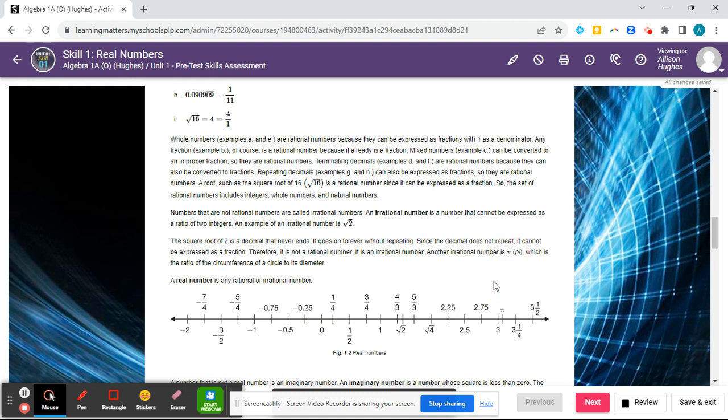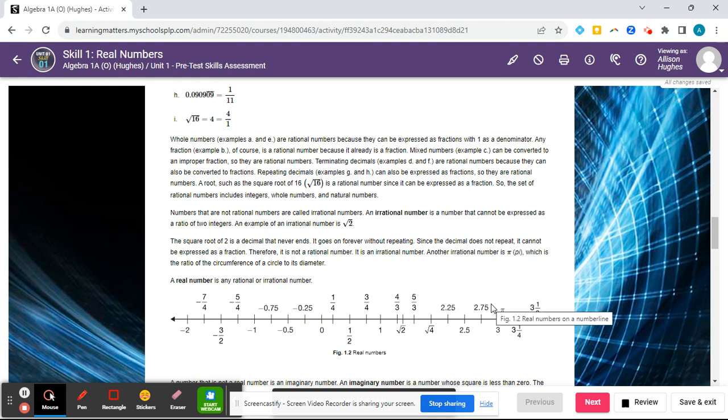Pi is 3.14159, and it just keeps going on forever and ever. The ratio between your circumference and the diameter of a circle. So those are just two examples right there. We can look at many examples.